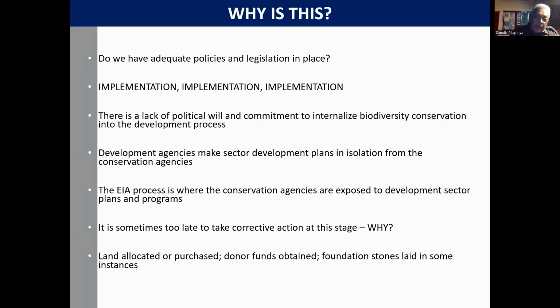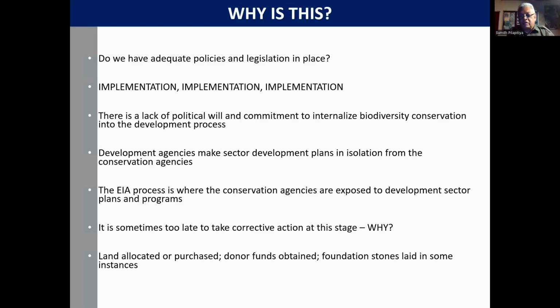The main reason for that is that there is a lack of political will and commitment to internalize biodiversity conservation into the development process. Politicians and policymakers feel that biodiversity is external to the development process.